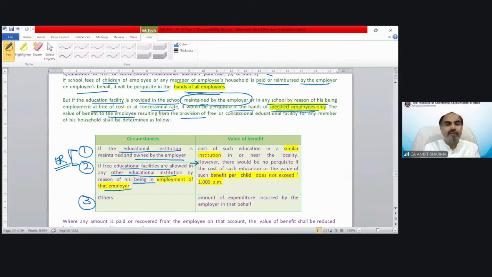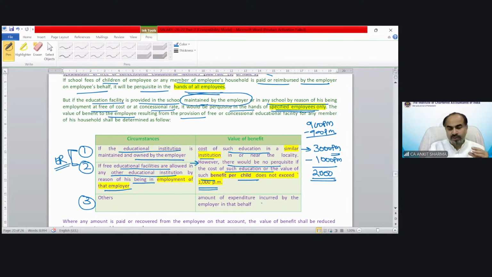In this case, the taxable value would be the market value of a similar institution, the cost of such education in a similar institute. Suppose that is 3,000 per month in a similar school. However, there would be no perquisite if the cost of such education or the value of such benefit per child does not exceed 1,000 per month. So if it is 3,000, 1,000 per month could be exempt and the balance is going to be taxed. If it is, suppose, 900 rupees per month, then nothing is going to be taxed because the full value is exempted. In the case of children education allowance, the maximum number of children was 2, but there is no restriction like this in the case of facility. Even if an employee has 3 children studying in a school maintained by the employer, all 3 can claim the exemption of 1,000 rupees per month per child.